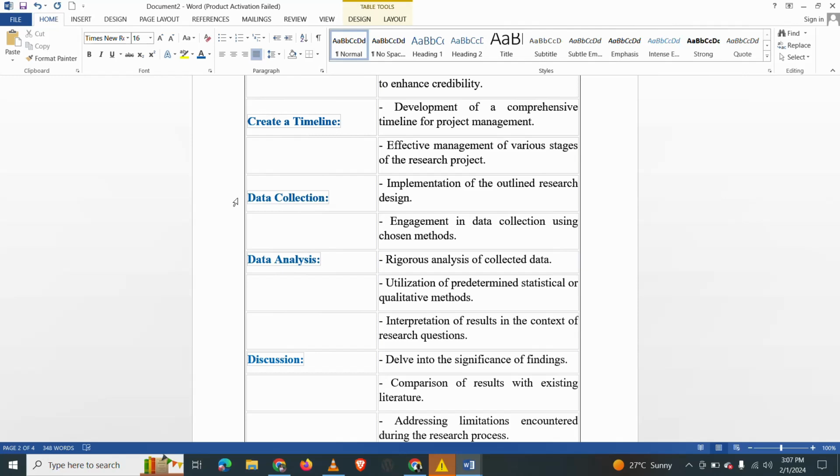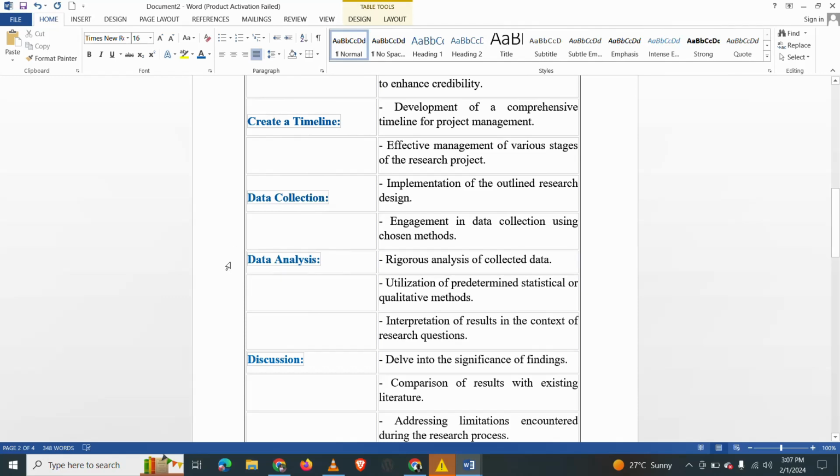Depending on the nature of the study, this phase may involve experiments, surveys, interviews, or other methods chosen during the methodology development. You can also use questionnaires in this. In most cases, questionnaires are used alongside interviews. They go hand in hand. So then again, how you analyze your data. The data analysis part is usually very important.